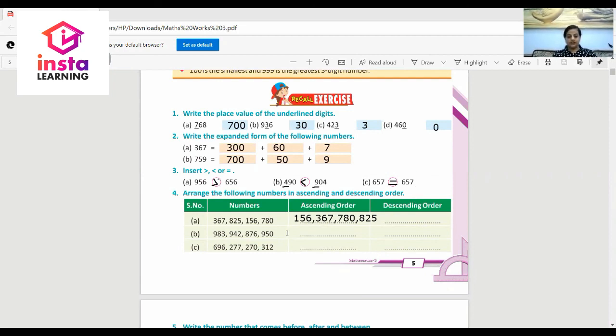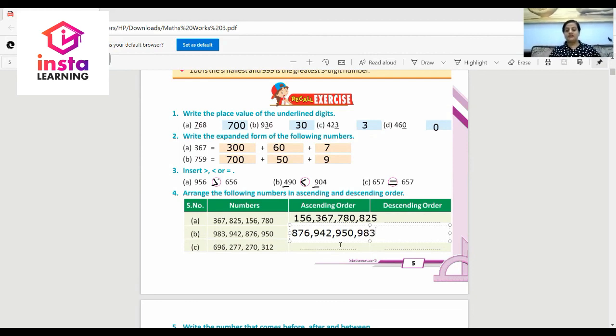Okay, so here first of all we will do ascending, then descending. So 983, 942, 976, 876 and 950. So the smallest number is 876, the smallest of all. After that, 950 or 942, which is smaller? So 942 is smaller. Next is 950. Okay, now the next number is 983. This is the greatest number of all.